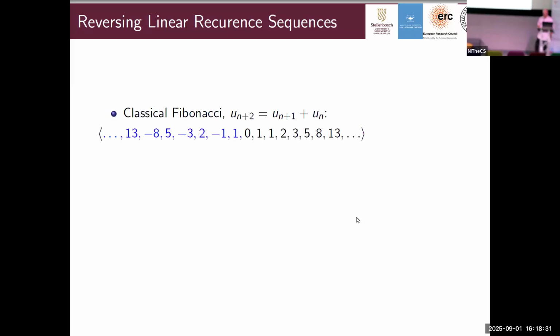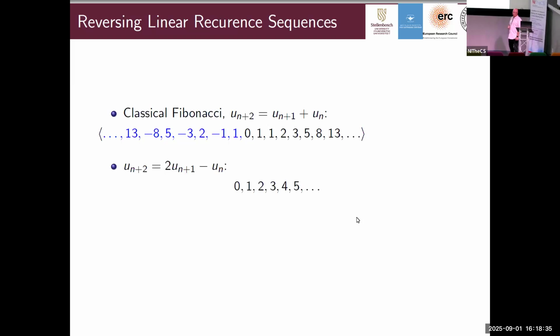So this is the classical Fibonacci sequence, which I already showed you. And then there are other ones which you might try to reverse. For example, let's try to reverse this one. If you try to reverse this one, that is fine. It's just an arithmetic progression. It's all the consecutive integers. You can even go into the past, and it's okay.